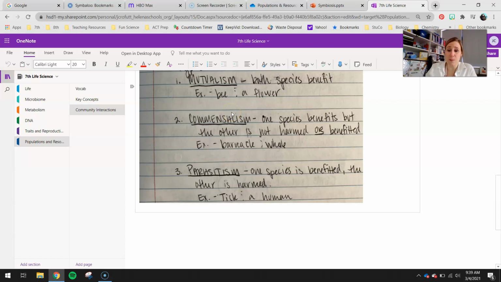It's where one species benefits, but the other is not harmed or benefited. So it's not hurt at all, but it also doesn't get any perk from having this organism living in close contact. For that reason, it really just doesn't care if the organism is living in close contact. It's not a prey or a predator to them. It's not competing with them in any way, but it's also just not helping them either. So an example I gave you guys is a barnacle and a whale.